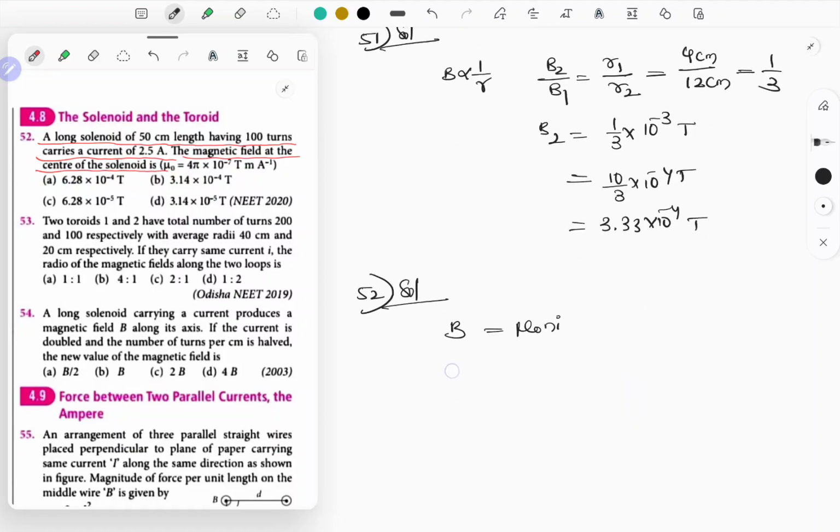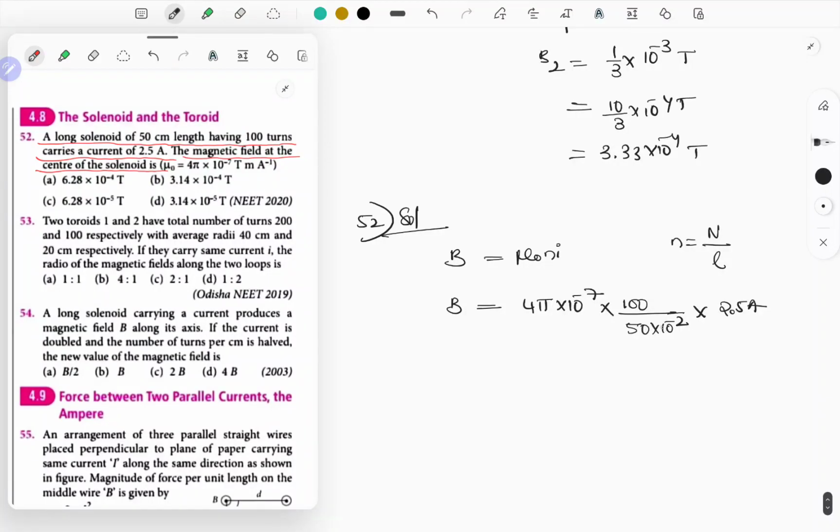Okay. So we know mu naught is 4 pi into 10 power minus 7, where small n is N by l. Small n is equal to number of turns divided by l. L is the length of the solenoid. Capital N, number of turns, is 100 divided by length, which is 50 centimeter, 50 into 10 power minus 2. Current is 2.5 ampere.